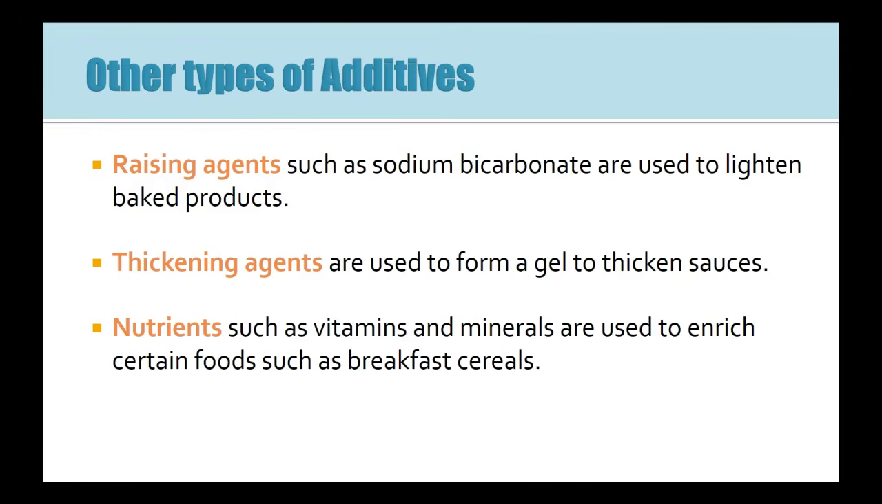So some other types of additives just briefly include raising agents like sodium bicarbonate that you would use in baking to make a baked product lighter in texture. Thickening agents like corn flour are used to form a gel to thicken sauces, and some nutrients might actually be added to food, and that's what we call fortified foods, like cereals, for example, where they actually add vitamins and minerals to enrich the nutrient content of food.